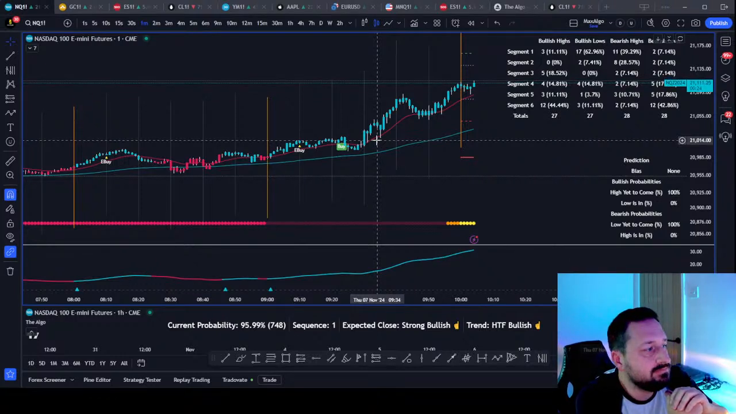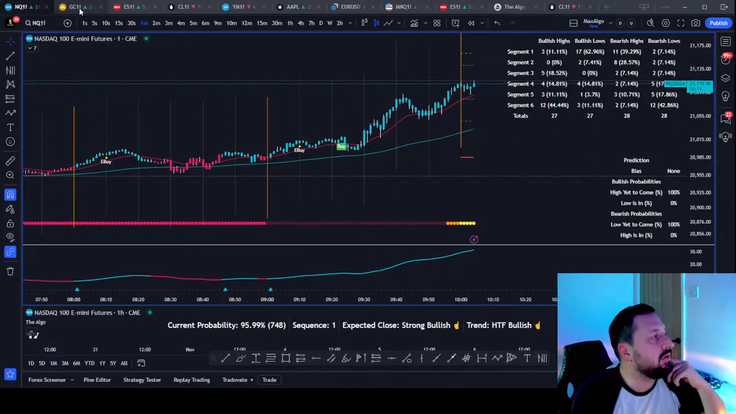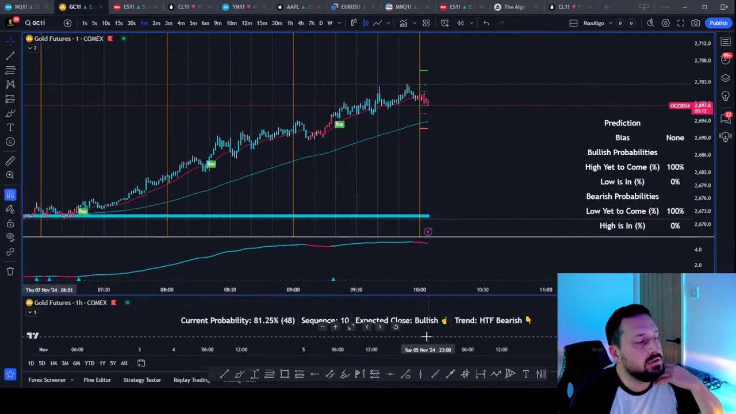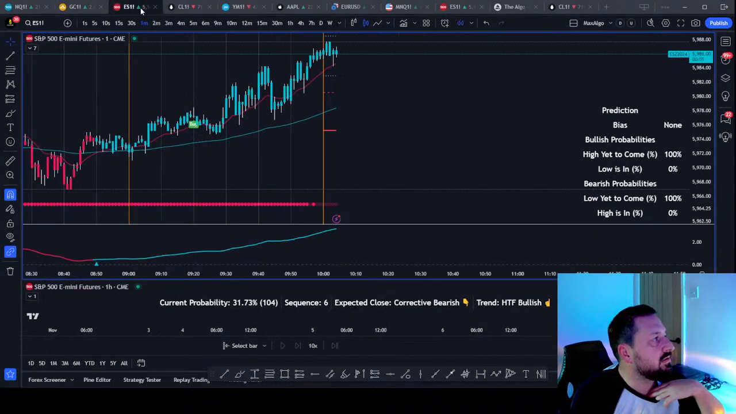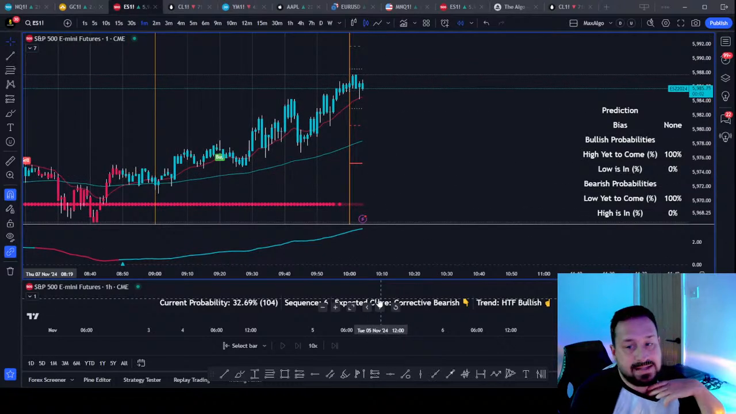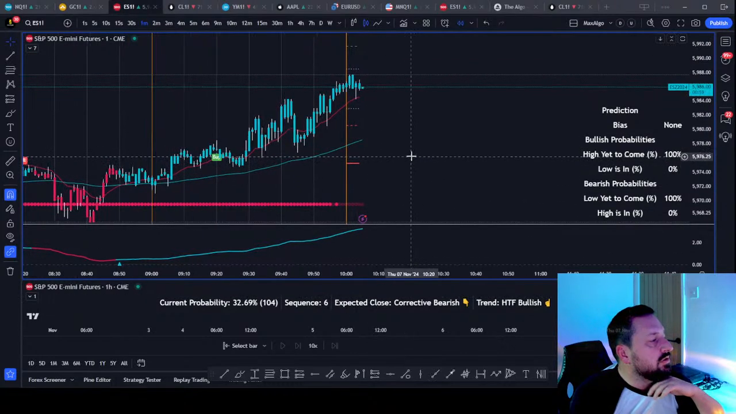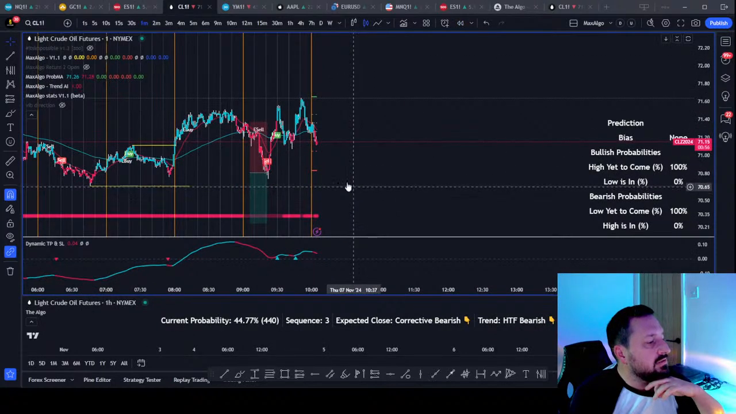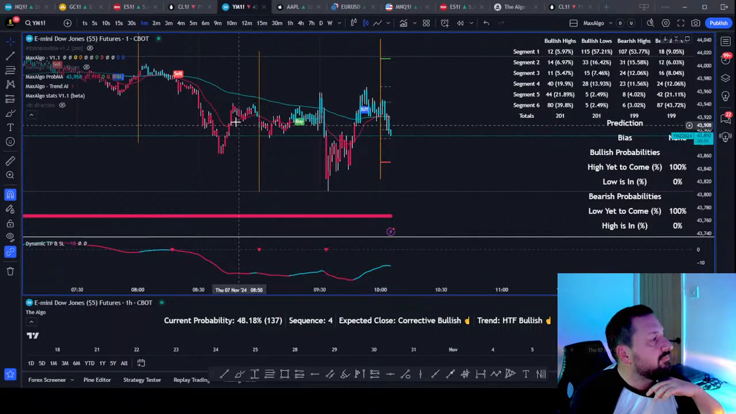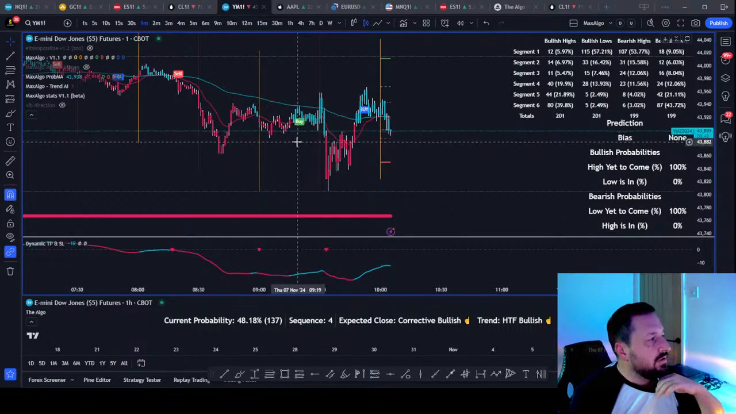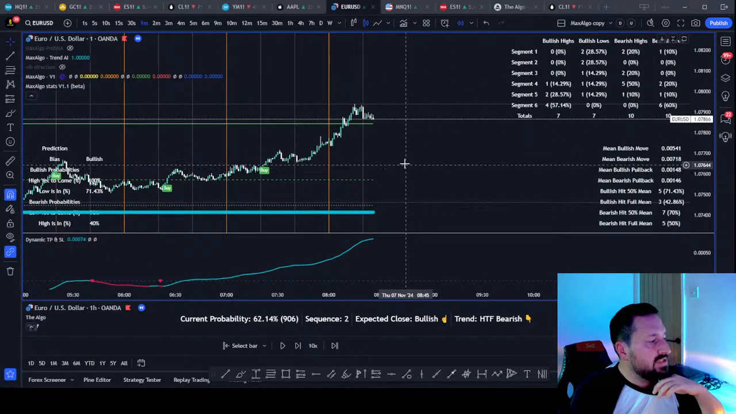Good push up. Let's have a look how our others have started off. So gold, we're still in sequence 10, right? We've just been blobbing along with gold for ages. ES hasn't gone into a sequence 1, still corrective. CL, still corrective. YM, 50-50, nothing really exciting going on. Euro USD, we're in a sequence 2.